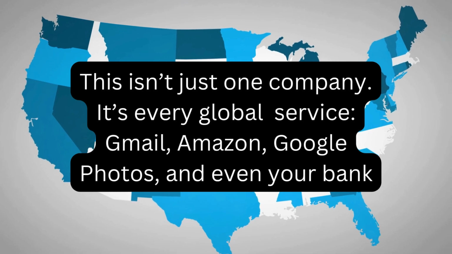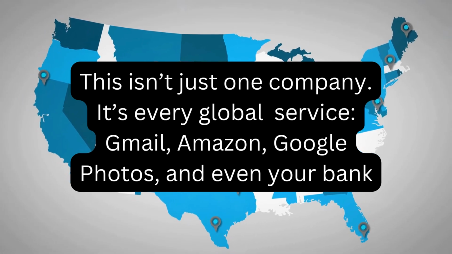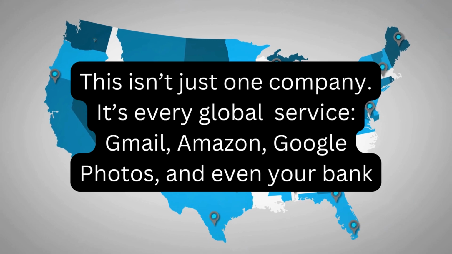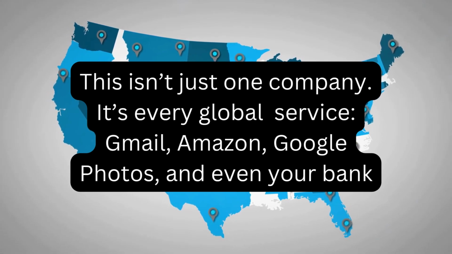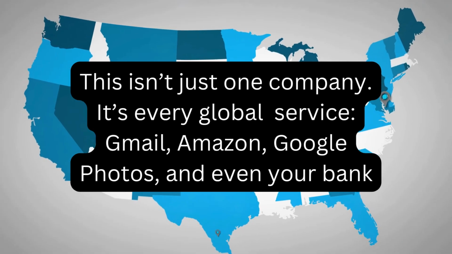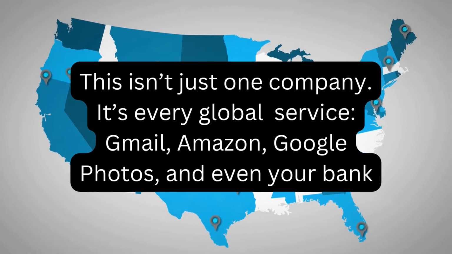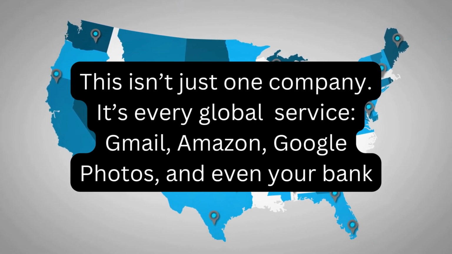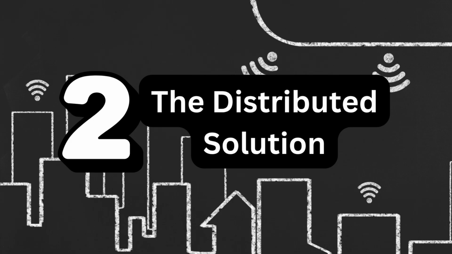And it's not just for streaming movies. Every single time you check your Gmail, or you buy something on Amazon, or you scroll through your Google Photos, or even just check your bank account, you're relying on a system that has to solve this exact same problem. It has to give you your data instantly, no matter where you are. So, what's the secret sauce? How do they pull it off?